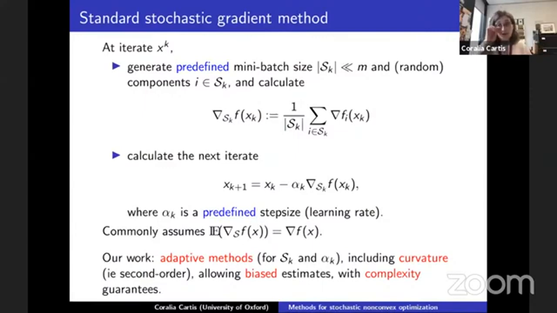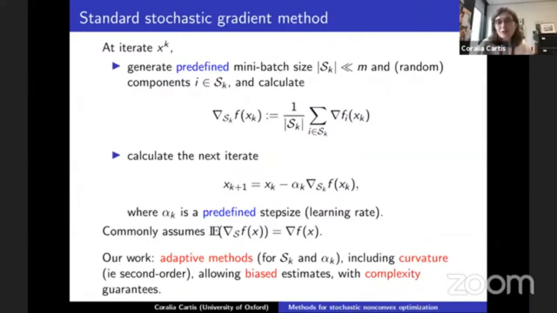Now, what did we propose? We proposed to use adaptive methods, similar to classical methods. Basically, we propose to adapt the size of the batch, S_k, and to vary the learning rate, the step size alpha_k, in a way like classical methods, to allow for curvature, to allow biased estimates, and still be able to give complexity guarantees.